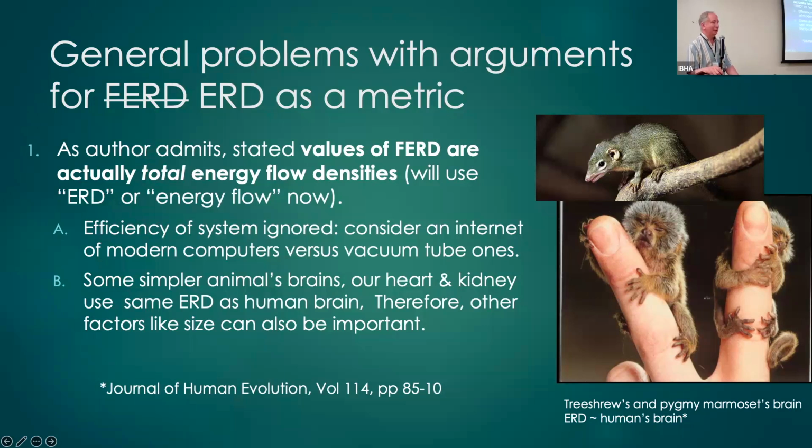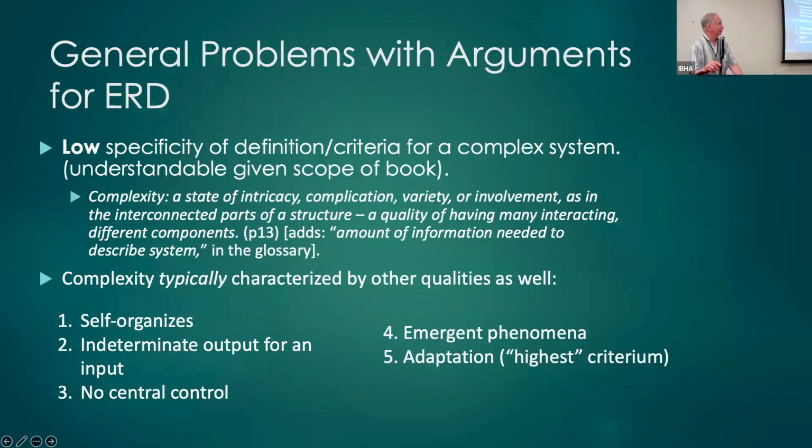And it turns out that even other simple animals, a few like the shrew and the pygmy marmoset, their brains use the same energy rate as ours does, which most people didn't think would be the case, but when you look at these unusual animals, they have very energetic brains, but they're much smaller than ours. So obviously size is also a factor, not just energy rate density. Also, it turns out our heart and kidney use just as much energy as our brain does. So there's a number of counterexamples that unfortunately show there's problems with this metric.